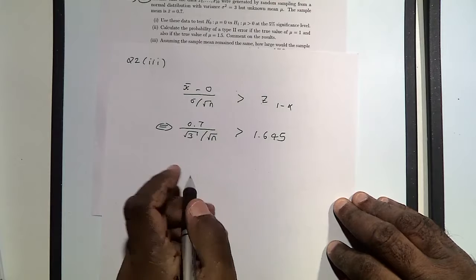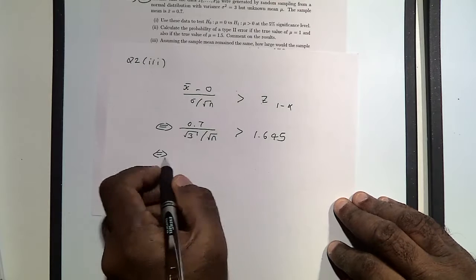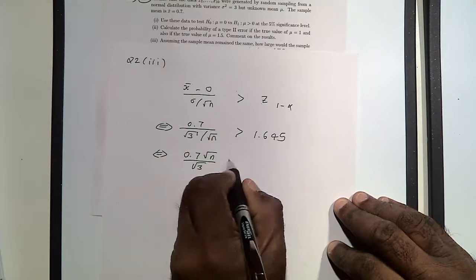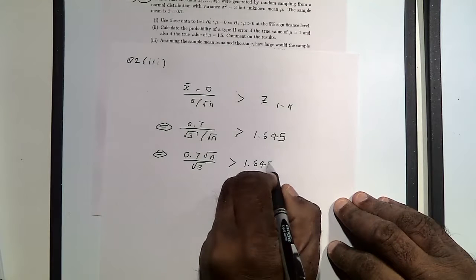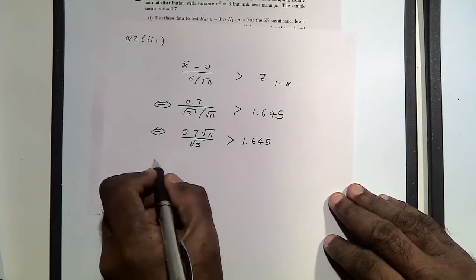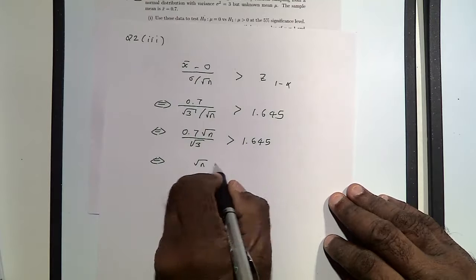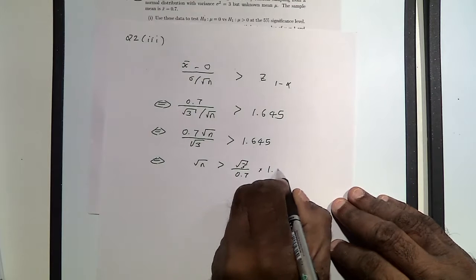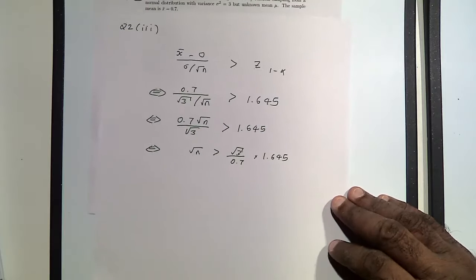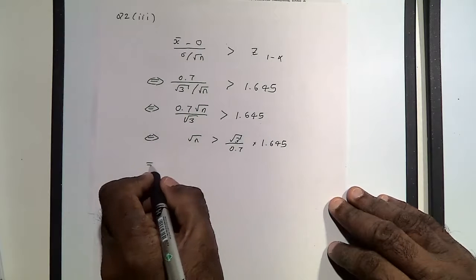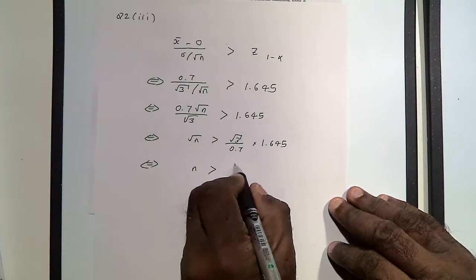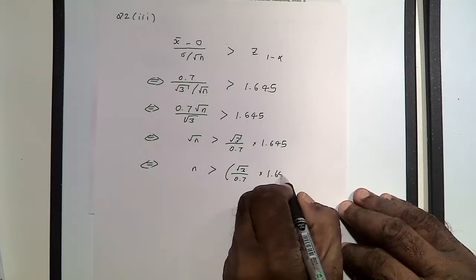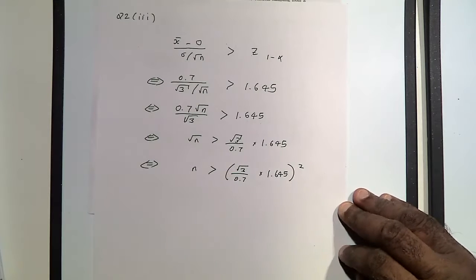You can write this as 0.7 times root of n divided by root of 3 greater than 1.645. This is the same as saying that root of n is greater than root of 3 divided by 0.7 times 1.645, and you should square both sides. So n is greater than root of 3 divided by 0.7 times 1.645, the whole thing squared.